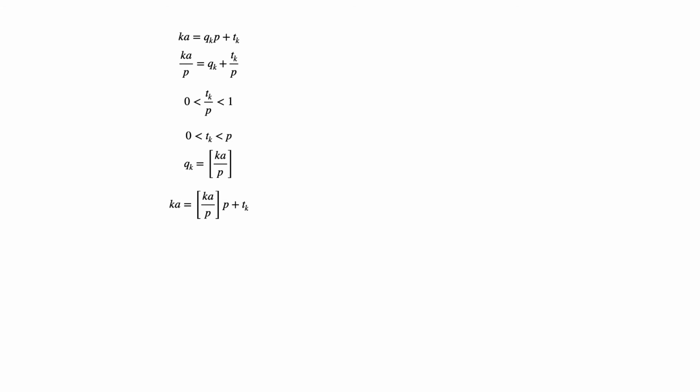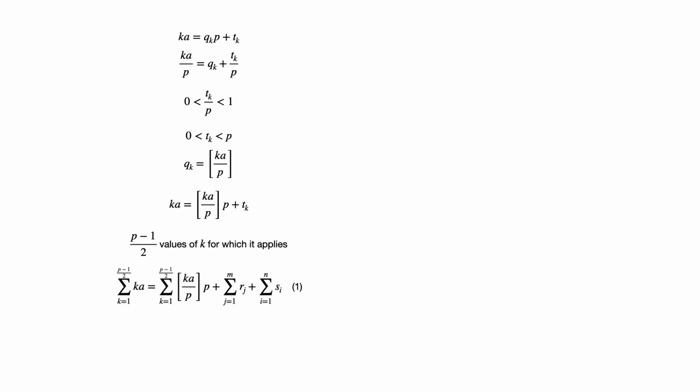Taking the sum of the equation over the (p−1)/2 values of k for which it applies, we extract the statement: the sum as k goes from 1 to (p−1)/2 of ka equals the sum as k goes from 1 to (p−1)/2 of the greatest integer part of ka/p, multiplied by p, plus the sum as j goes from 1 to m of rj plus the sum as i goes from 1 to n of si, which we name equation 1.